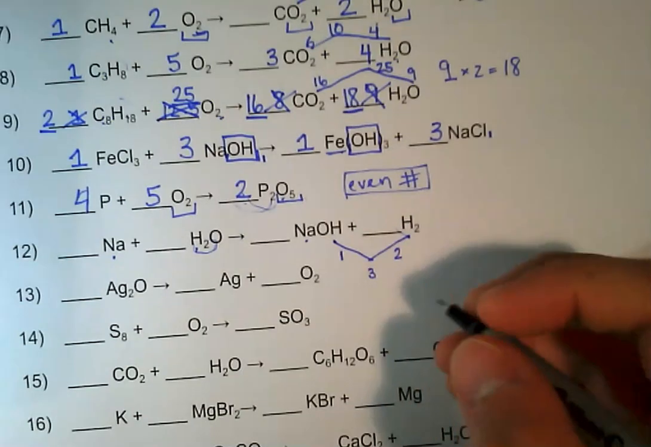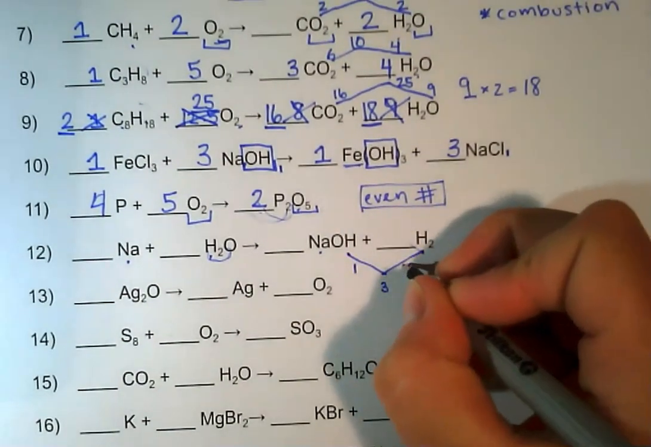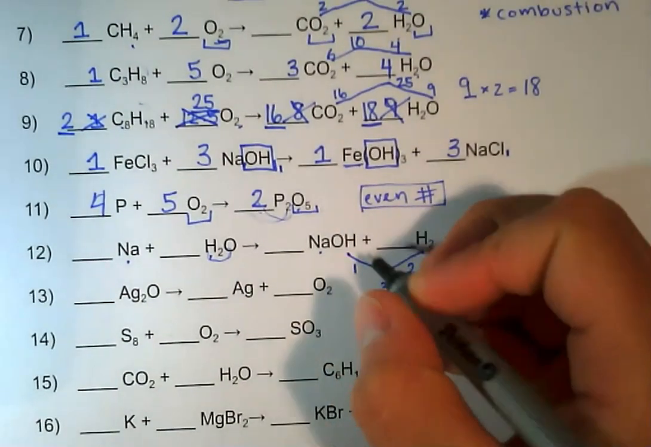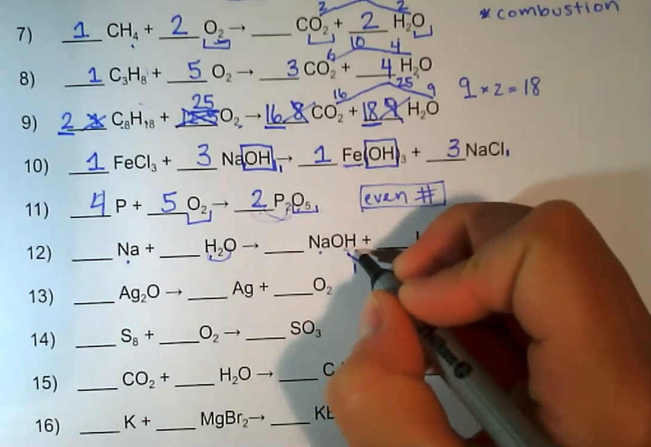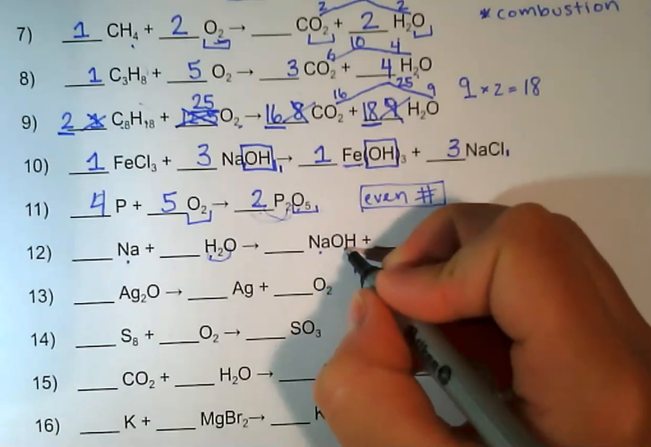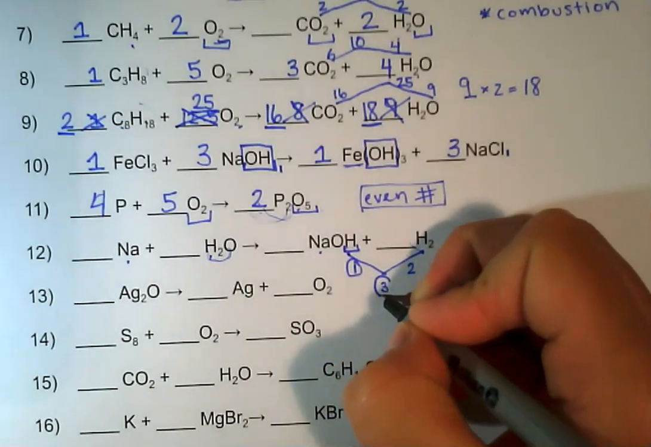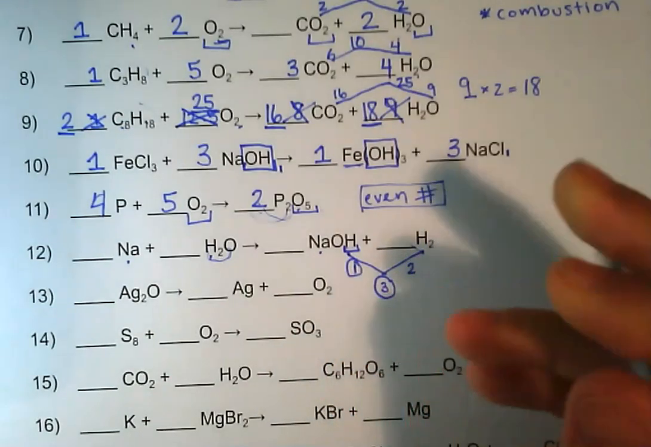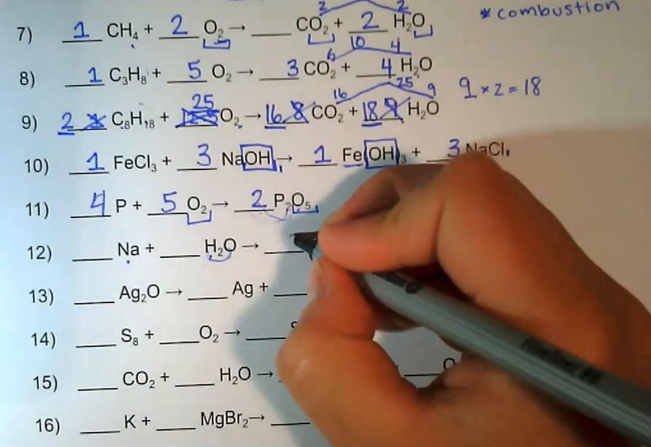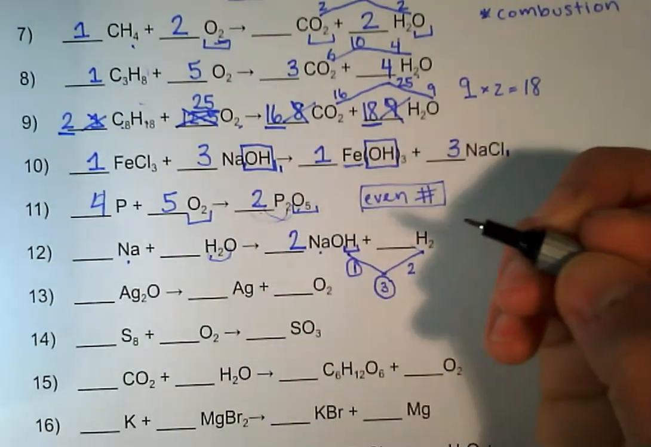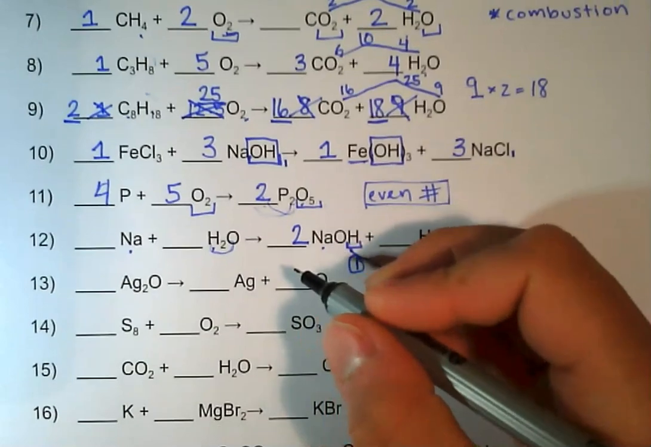So what I notice is that this 2 is already an even number. The number that's not even is this 1 hydrogen right here. So if I can make this an even number of hydrogens, then I'll solve my whole problem with hydrogen. So I know that if I multiply something by 2, that'll give me an even number. So that's what I'm going to do with sodium hydroxide.